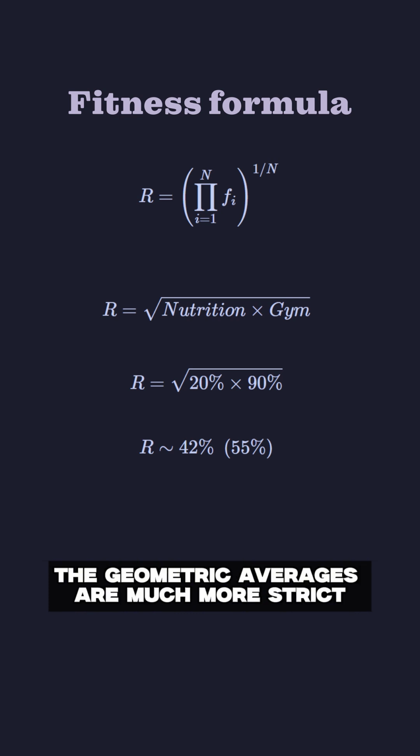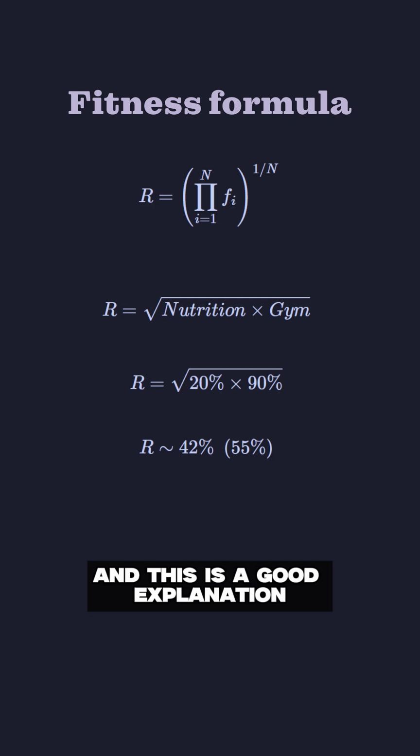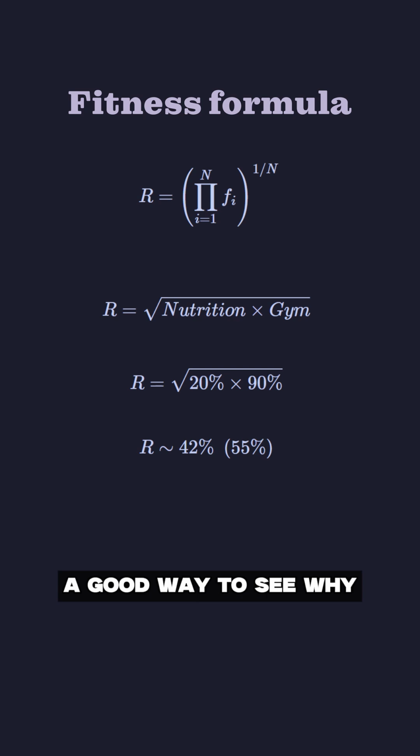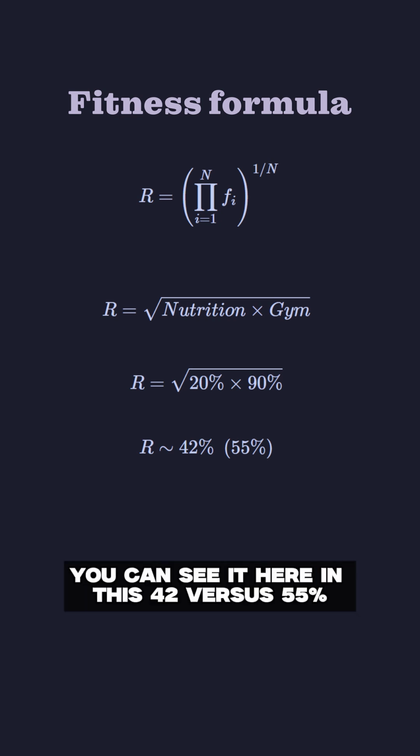So as you can see, the geometric average is much more strict. And this is a good way to see why bad nutrition can really limit your results. And the difference, you can see it here in this 42 versus 55%.